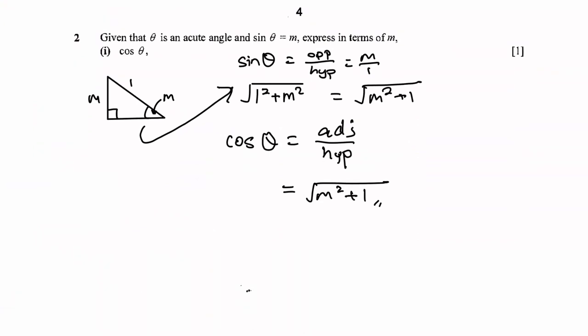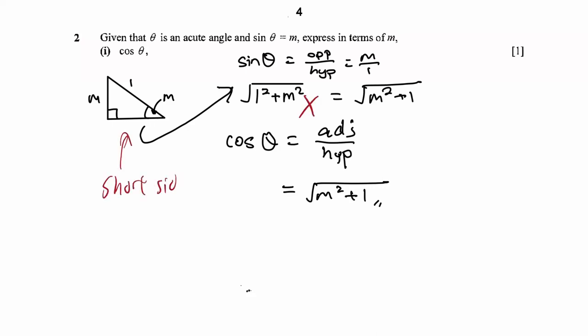Okay, let's see this. Question 2. Given that theta is an acute angle and sine theta equals m, express in terms of m the cosine of theta. Very good. You remember the right-angled triangle. Label m there. Sine theta equals opposite over hypotenuse, m over 1. So that means the adjacent length here is 1 squared plus m squared. Wrong. Oh no.